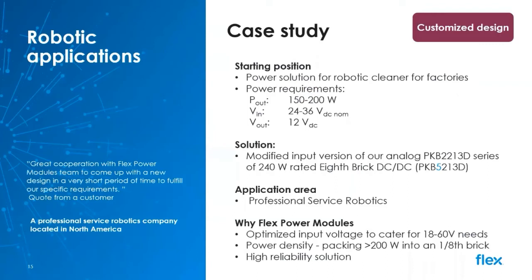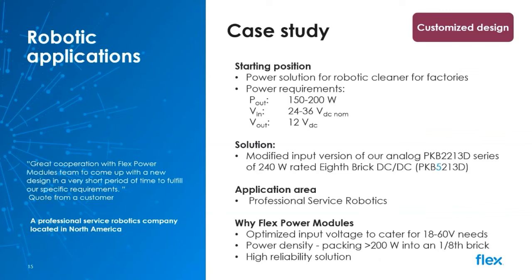So to finish up, we'll take a look at a case study that we've worked with a customer recently. This customer was or is manufacturing professional service robotics equipment. In this particular case, it's a robotic cleaner used on the factory floor environment. And the brief that we had from them was that the module or the DC-DC solution that they were looking for would need to operate over a 24 and 36 volt input on nominal input.